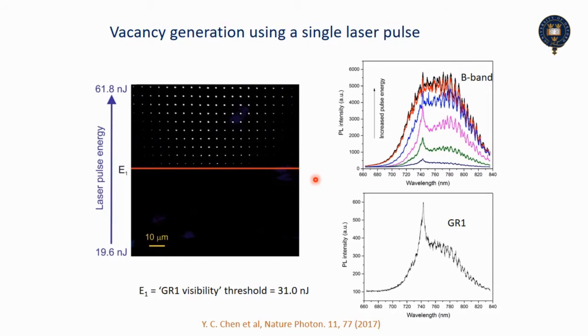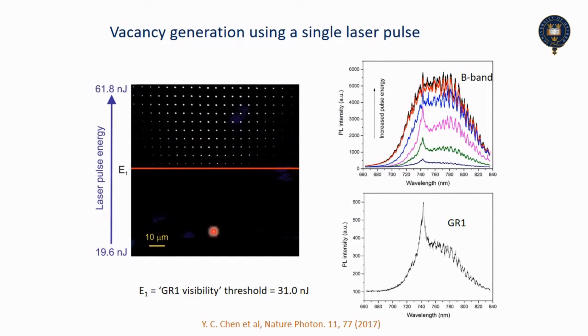So in our first work on laser writing of NV centers, we started just by applying single laser pulses to sites in an array and varying the energy of the laser pulse so that we could establish the dependence of the laser pulse energy on the formation of defects.